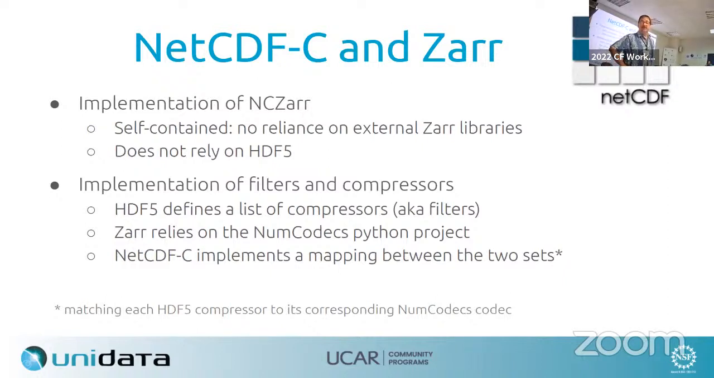So in terms of the C implementation, it's completely self-contained. There are no external libraries. It doesn't rely on any of the HDF5 code. It does use the HDF5 compression filters in some way that I'm not exactly clear on. Right, so the compressors: Zarr tends to rely on the numcodecs library and its names for the compressors or filters, and netCDF depends on the HDF5 collection of compressors. So they do a mapping between those two, matching the HDF5 compressor with the numcodecs one, to make sure they're using the same compressors.